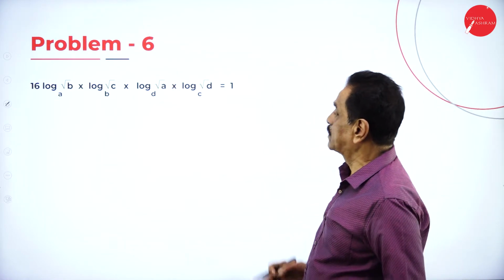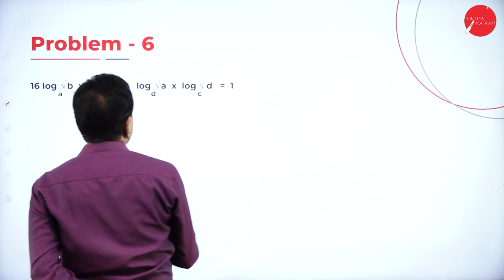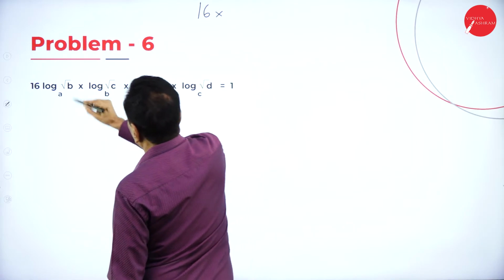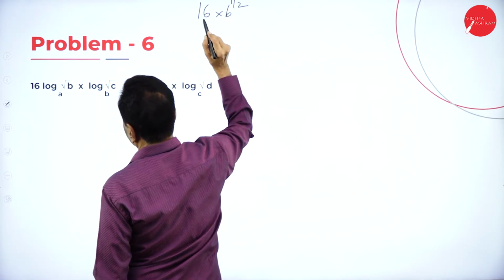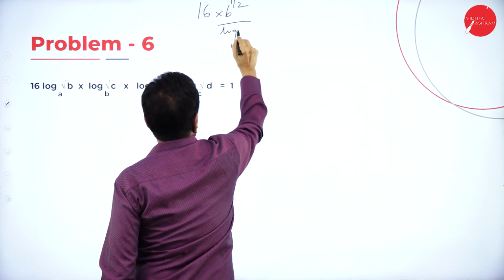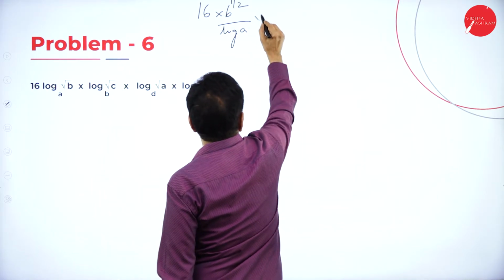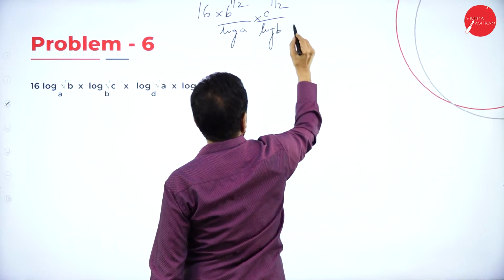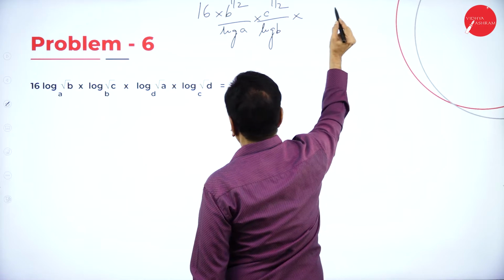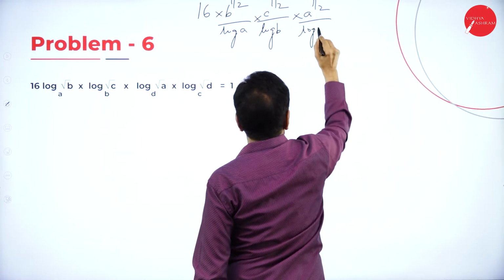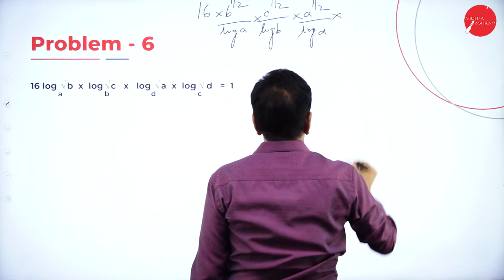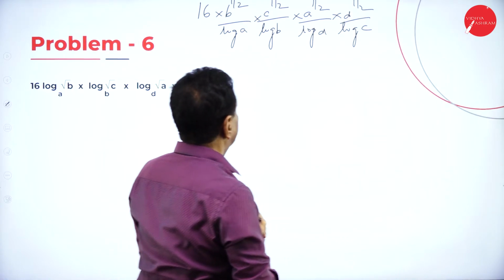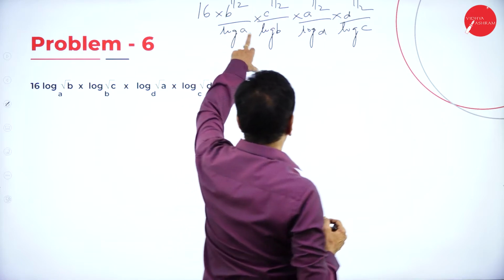This is the sixth problem. We can write 16 into root 3 can be written as b to the power of half log a into c to the power of half into log b, then a to the power of half divided by log d into d to the power of half divided by log c. So this is b to the power of half, b to the power of c.